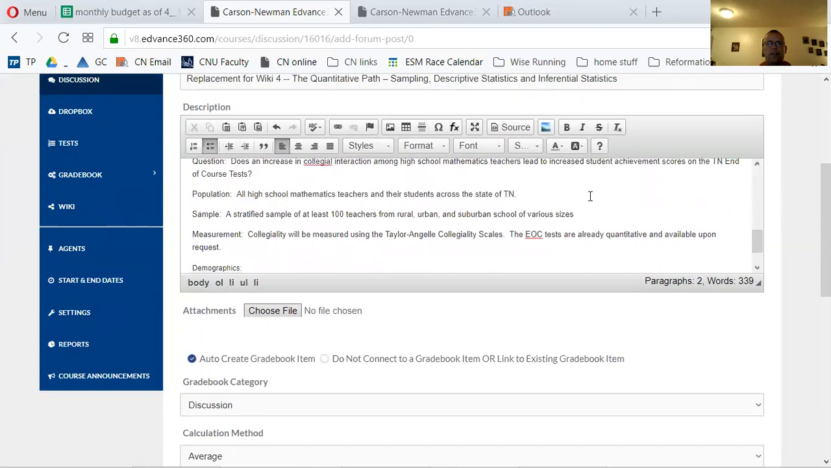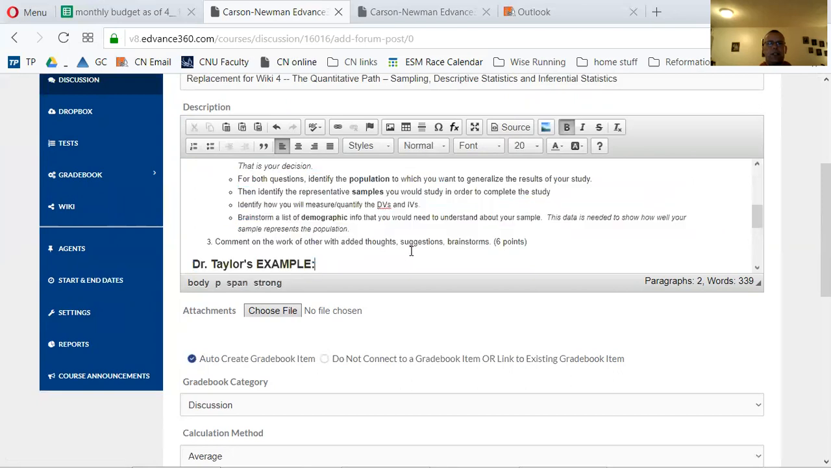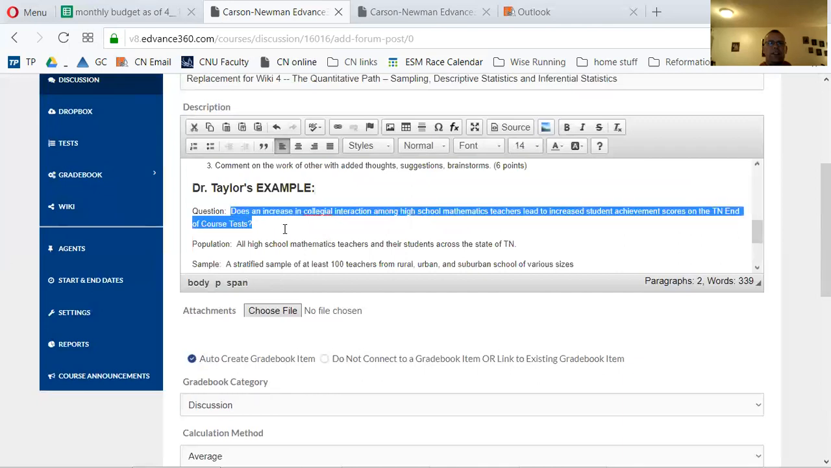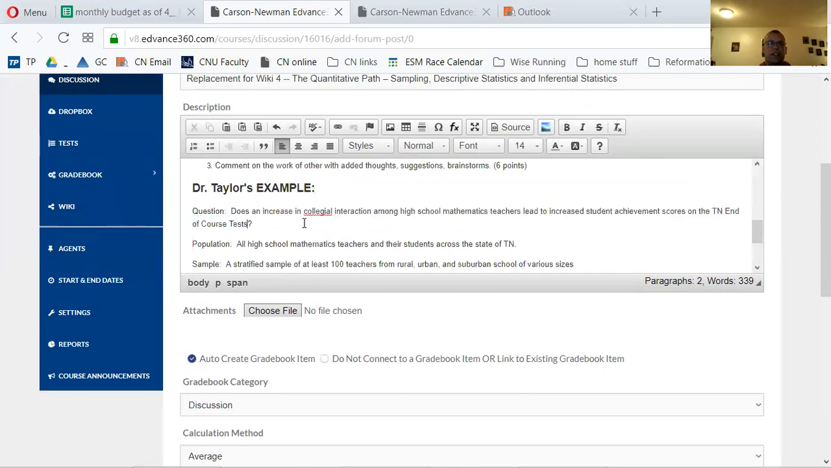To give you a more concrete example, here is my question: does an increase in collegial interaction among high school mathematics teachers lead to increased student achievement scores on the Tennessee end of course test? Okay, there's my question. The independent variable is the collegial interaction. The dependent variable is the scores on the end of course test.